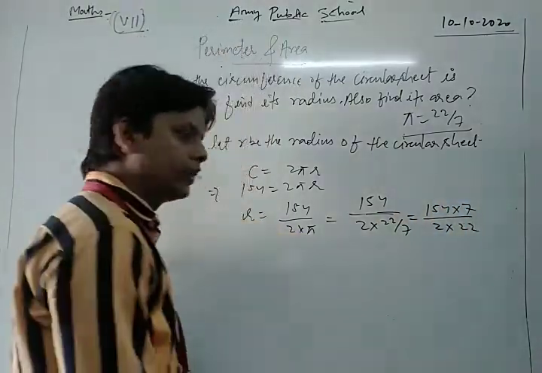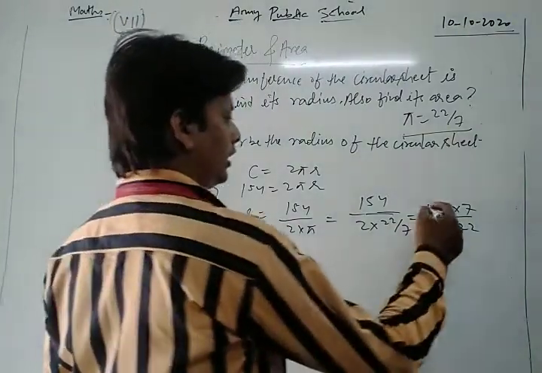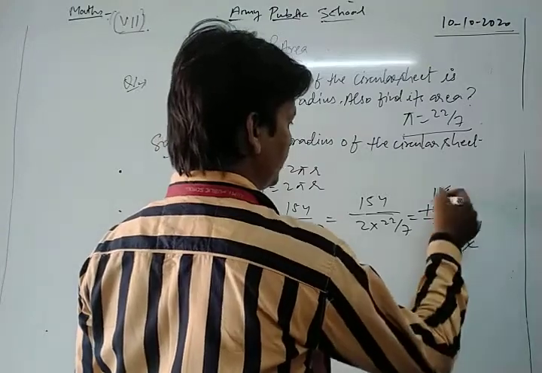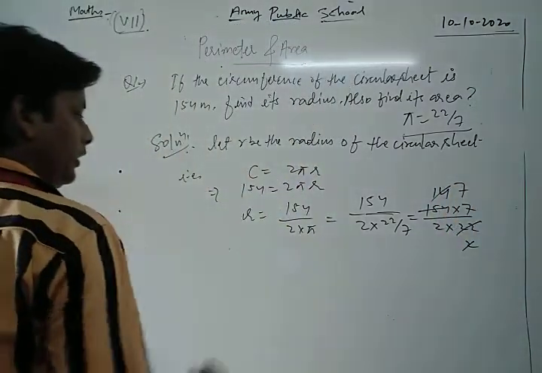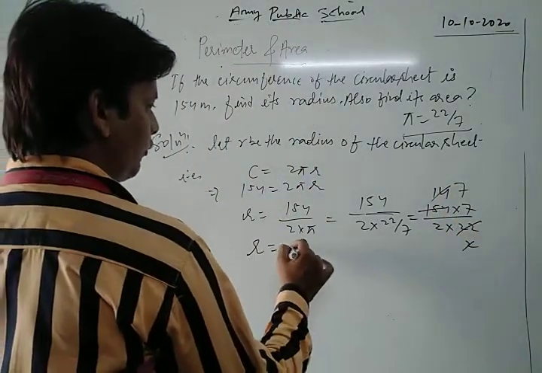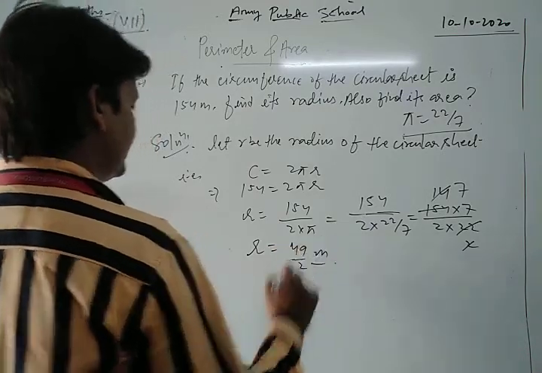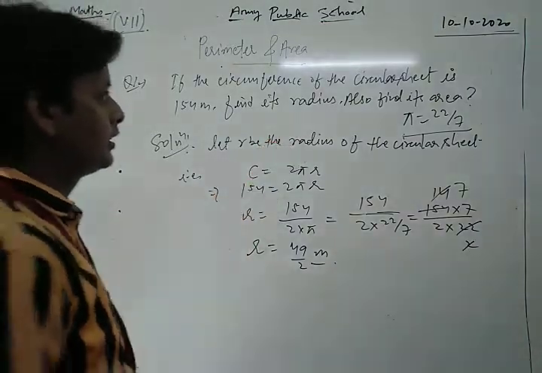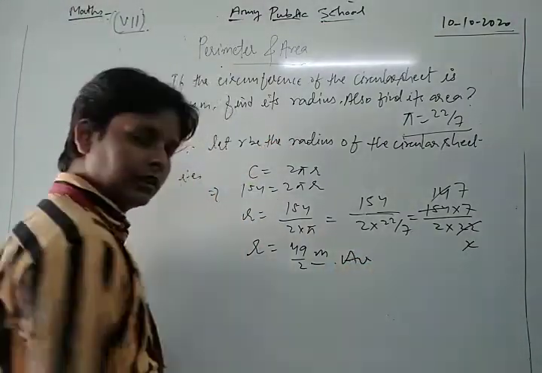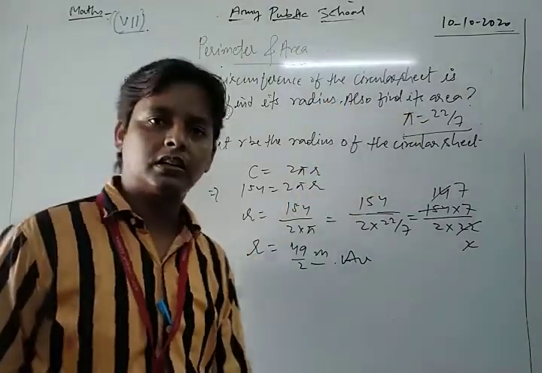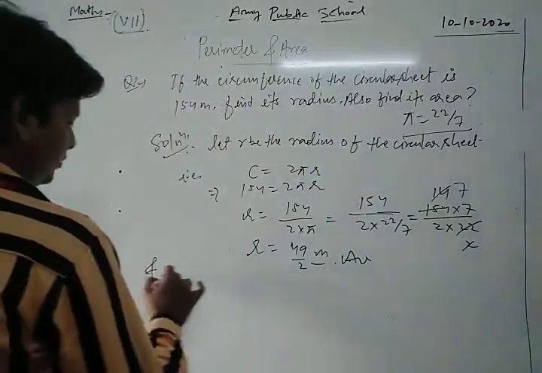And now what do I do, dear friends? Let's see. Here 11 twos are 22, 11 fourteens are 154, and 2 sevens are 14. So the value of r is 49 upon 2 meter. This is the radius of the circle. This is one answer. Next, we also find the area of the circle.